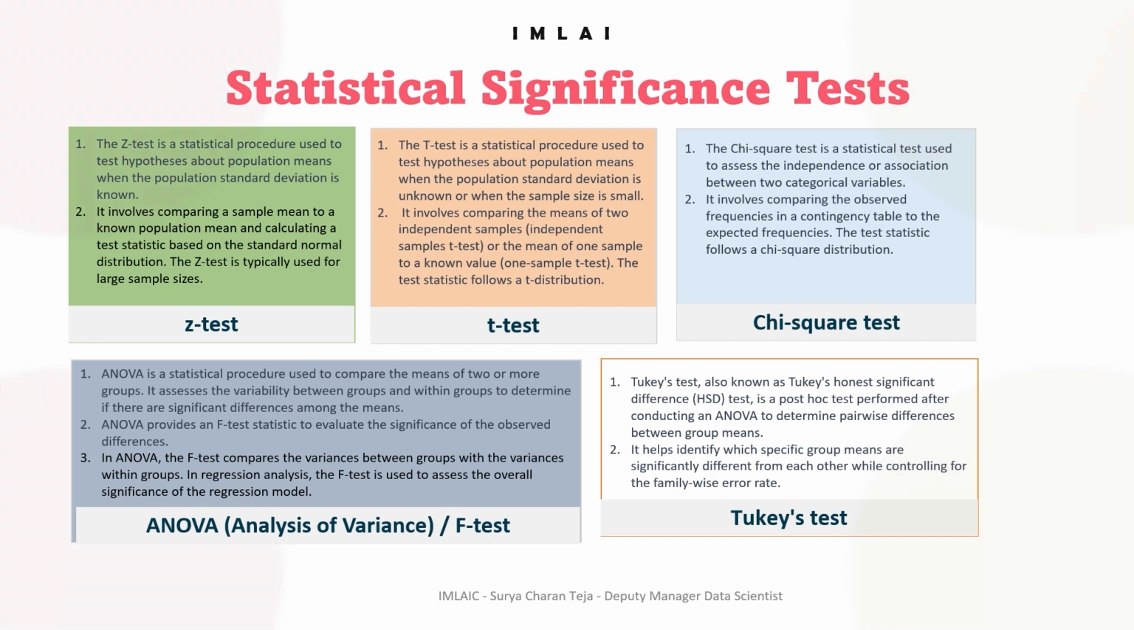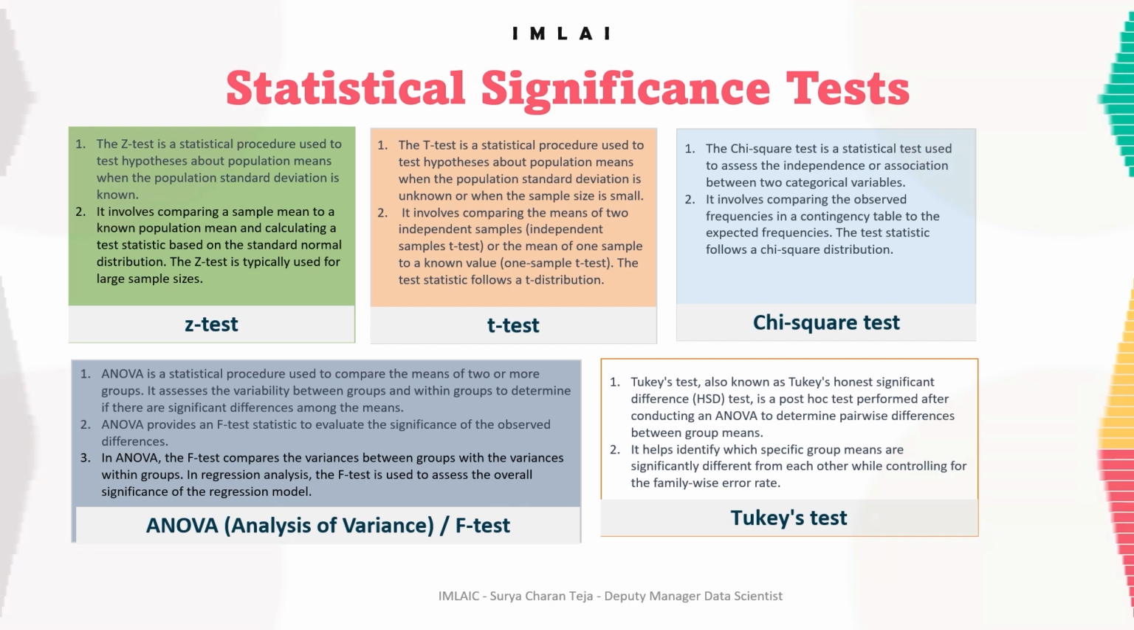Then we went to the chi-square test. The chi-square test is a statistical test used to assess the independence or association between two categorical variables, and it involves comparing the observed frequencies in a contingency table to the expected frequencies. The test statistic follows a chi-square distribution.